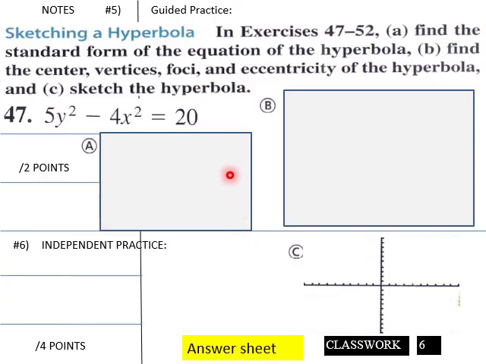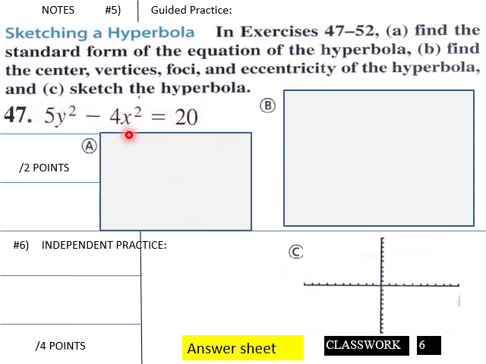And then in this situation, so find the standard form of the equation of the hyperbola. Here's our hyperbola. Put that in standard form. And B, find the center, vertices, foci, and eccentricity of the hyperbola. And then C will be sketch the hyperbola.